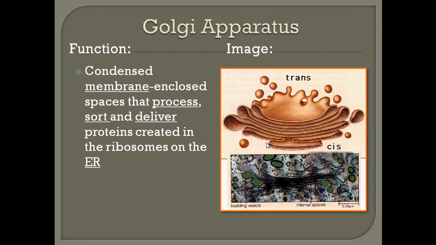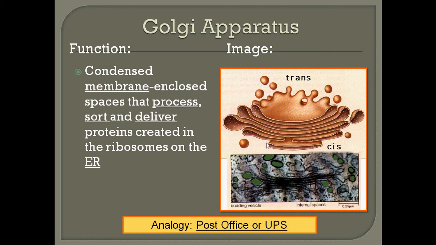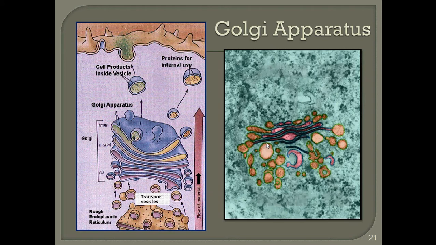The Golgi apparatus is a condensed membrane enclosed space that processes, sorts, and delivers proteins created in the ribosome on the ER. So this is kind of the sorting area. Remember, this is like the post office or the UPS in our analogy. Here you can see the Golgi apparatus. Here's a blown up image of what it actually looks like in the cell. You can see the Golgi apparatus come after the rough endoplasmic reticulum, and it really sorts and directs where that actually needs to go.